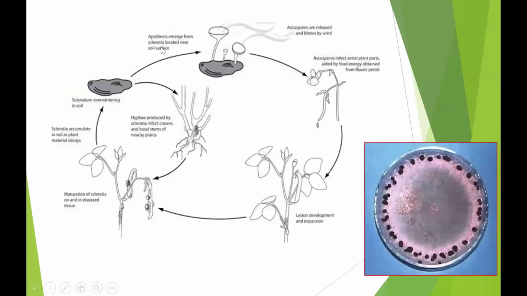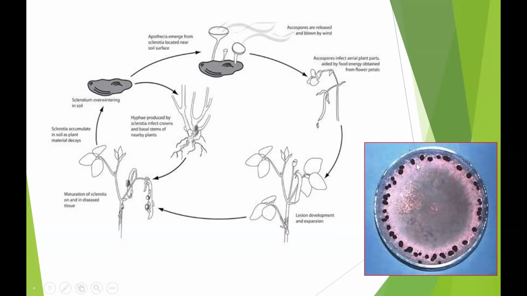And the fruiting body is apothecia, emerged from sclerotia located near the soil surface. Then ascospores are released and blown by the winds. These ascospores infect the aerial part of the plant. Lesions develop and expand, and then again maturation of sclerotia on and in diseased tissues, like we saw in the vascular bundle, and then sclerotia accumulate in the soil again on decayed matter. Then sclerotium overwinters, and then again apothecia emerge, and then ascospores are released.